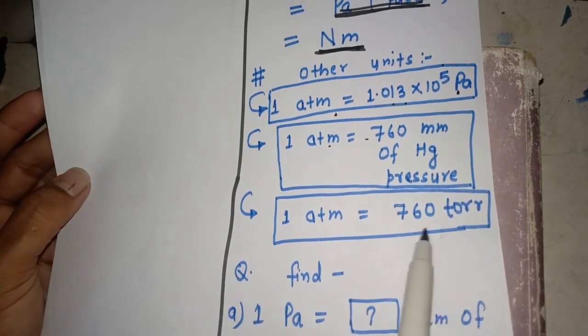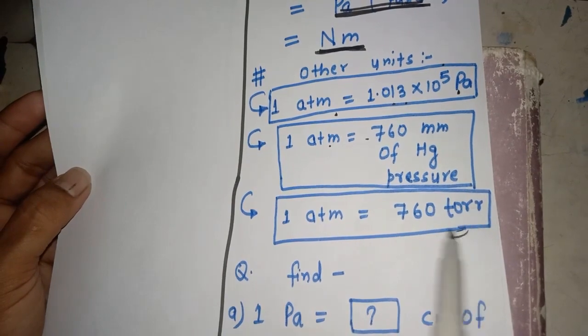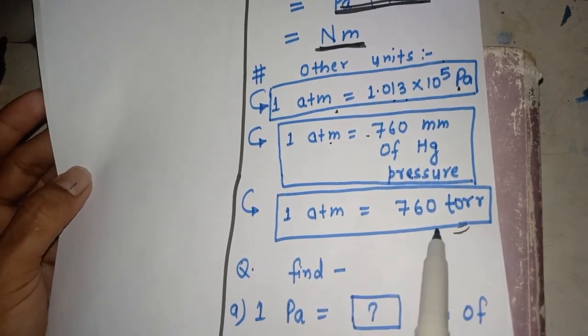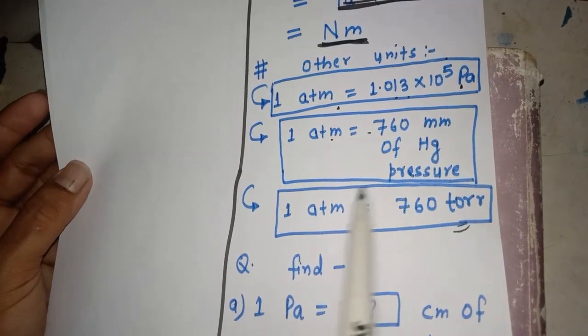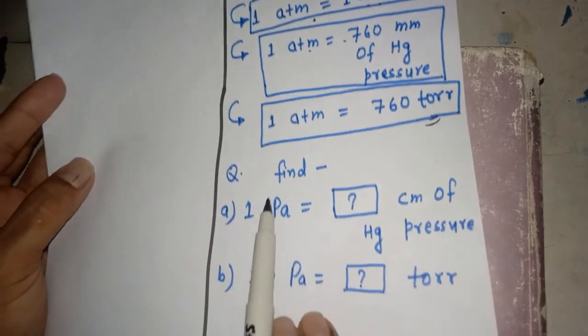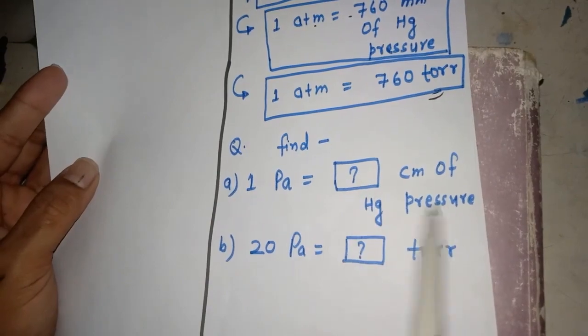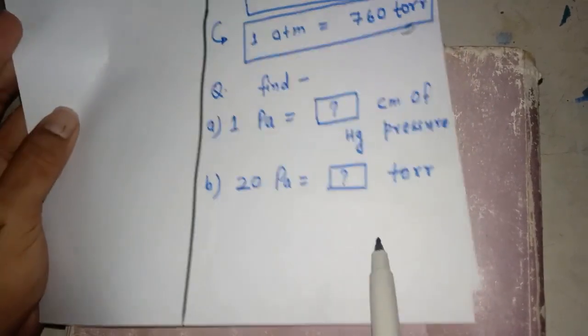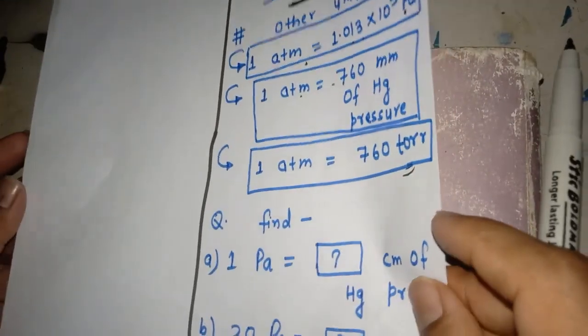Or you have another unit: 1 atm equal to the pressure of 760 mm of Hg column. Or you have another unit, torr, where 1 atm equals 760 torr, or you can say 1 mm Hg of pressure is known as torr. So here is a problem. You can convert it in your notebook.